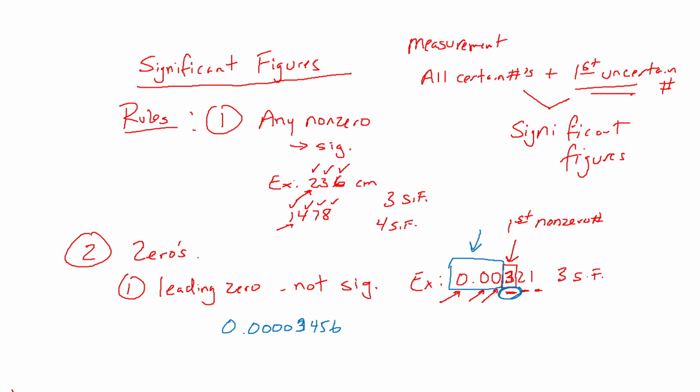Now, if we had 0.0000345, once again, not going to start counting, not counting, not counting, going left to right, boom, hits my first non-zero, start counting, counting, gives me 4 significant figures in this case. All these right here are going to be significant. Once again, leading zeros do not count. So that's the first type of zero. If we come across a zero that is before our first non-zero number, it will not be significant.